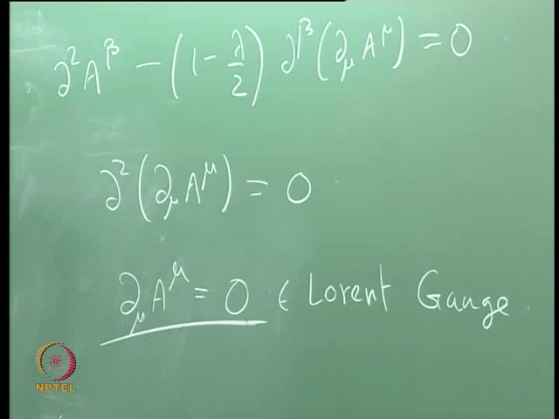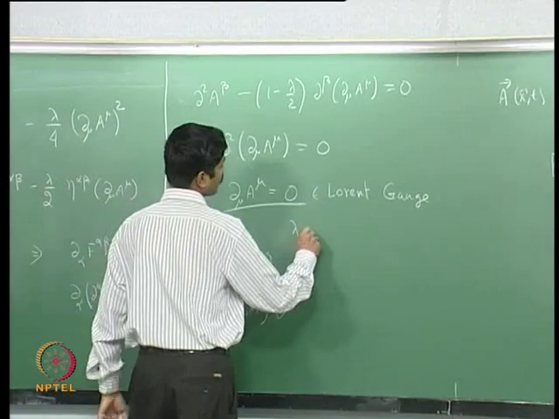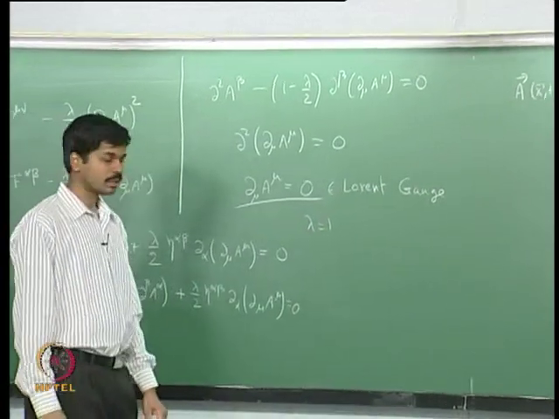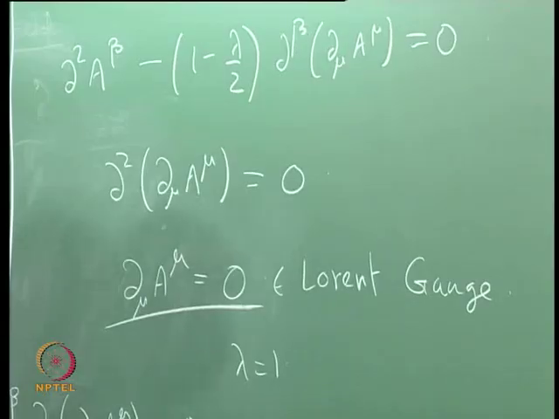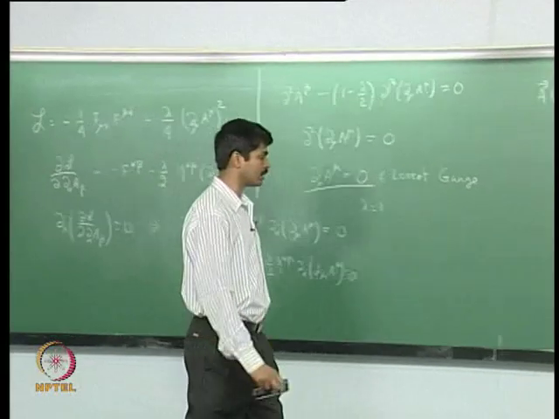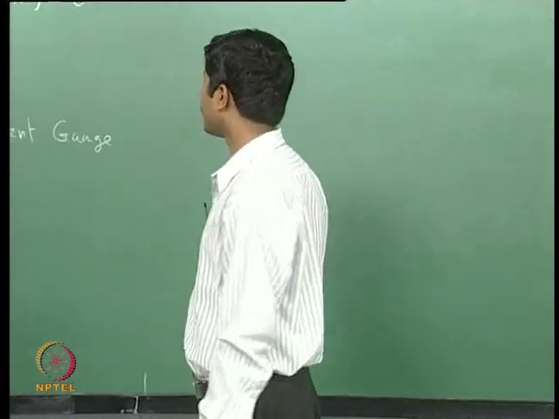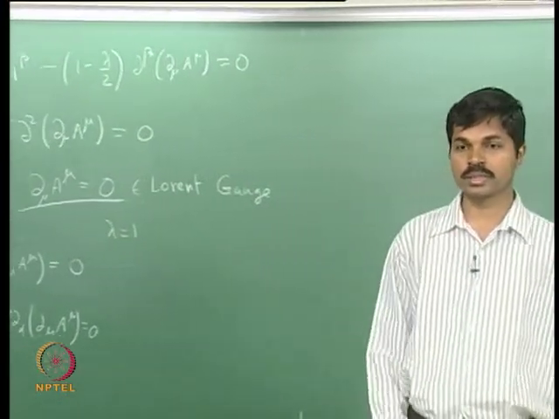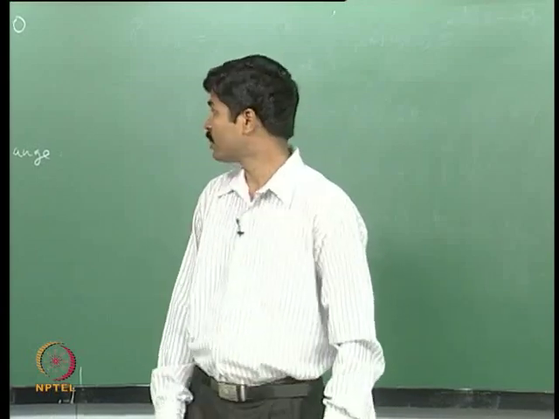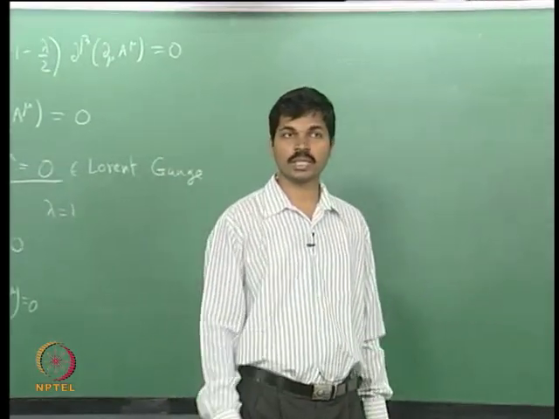We can choose one specific value for this parameter lambda, which is lambda equal to 1. Lambda equal to 1, although it is not a gauge, is known as the Feynman gauge. So we will work with the Feynman gauge and then quantize this theory. Tomorrow we will start with this lambda equal to 1 gauge and carry out the quantization, and we will impose this Lorentz gauge condition, and then we will see what it physically means.